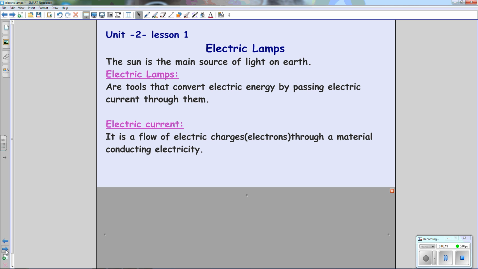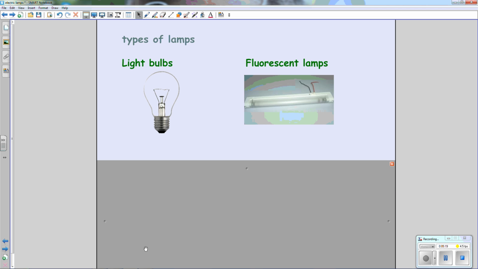So today's lesson is electric lamps. We have two types of electric lamps. We're going to study only two types: the light bulbs and the fluorescent lamps. Let's see one by one.